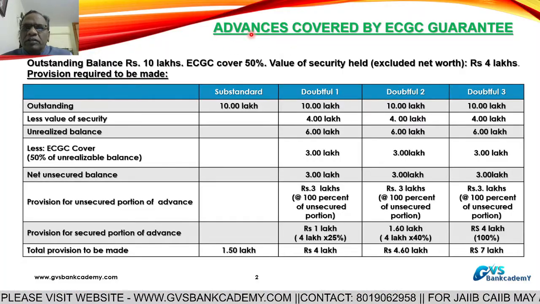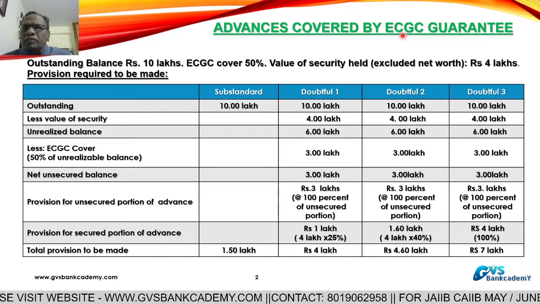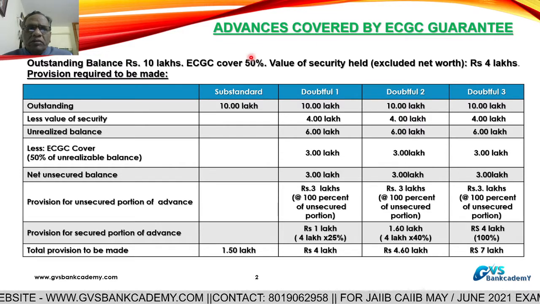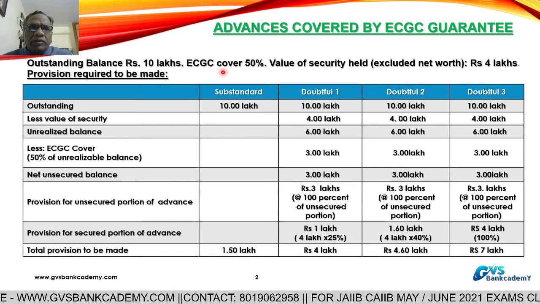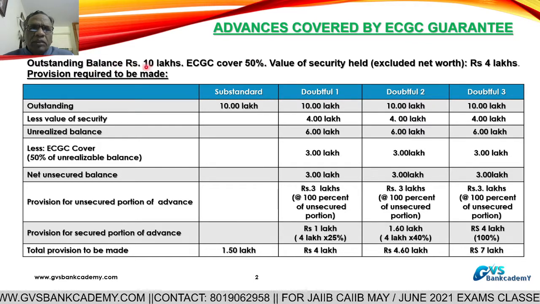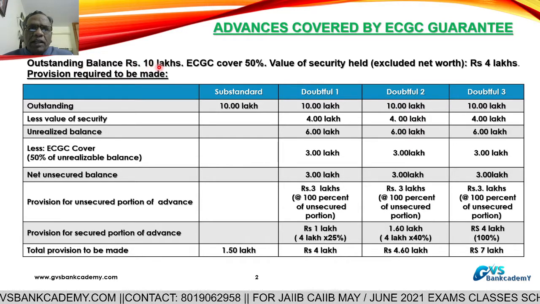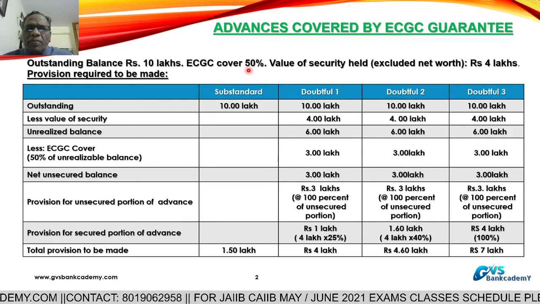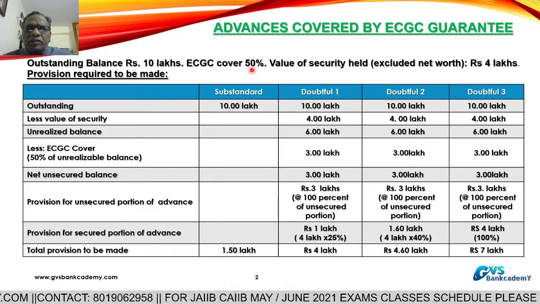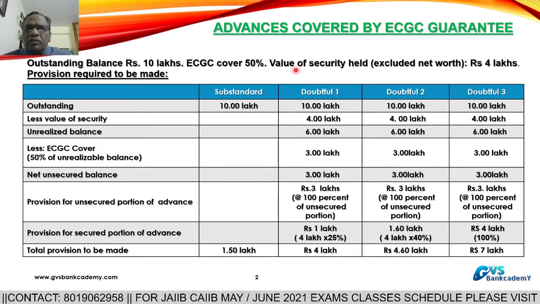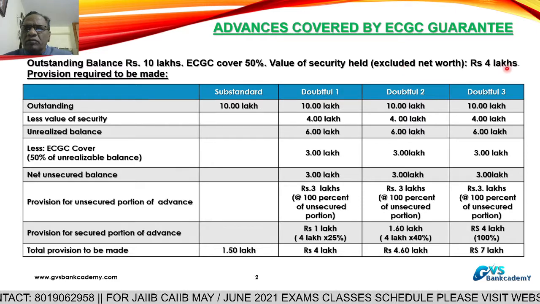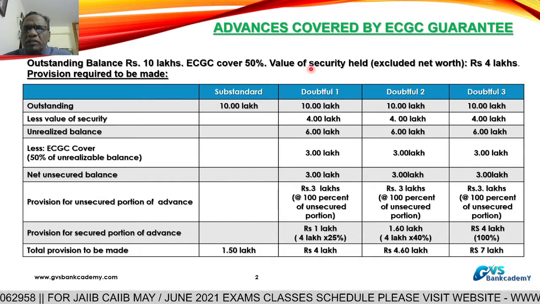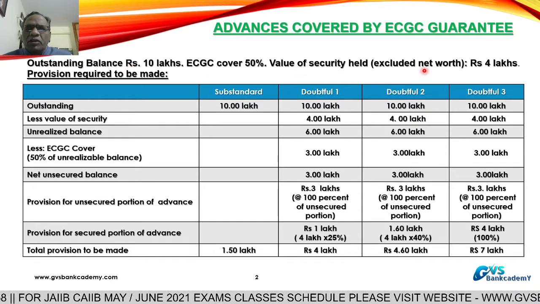Now, these are advances covered by ECGC, the Export Credit Guarantee Corporation. We are going to calculate the provision on NPA advances. The outstanding ledger balance in the export account is 10 lakhs. ECGC cover is only 50% of the unsecured balance. The value of security held in this account is 4 lakhs, excluding the net worth of the borrower. This is only the value of primary and collateral security in this borrower account.